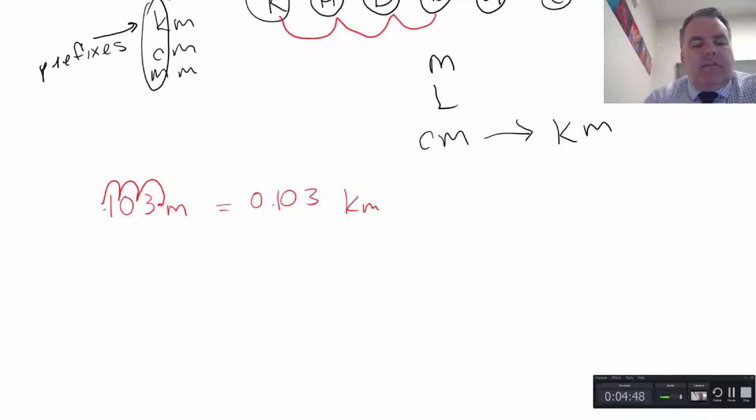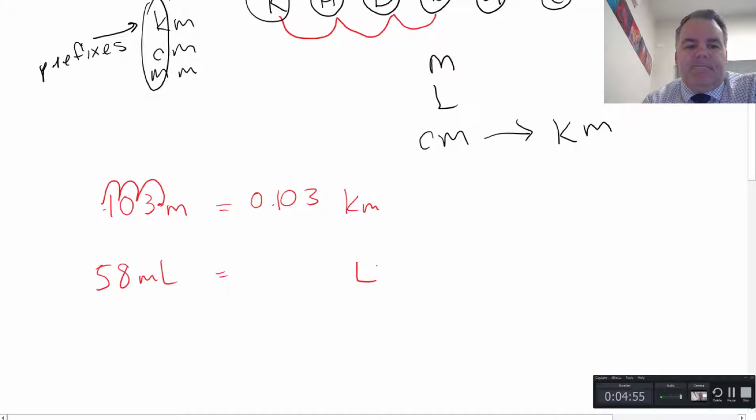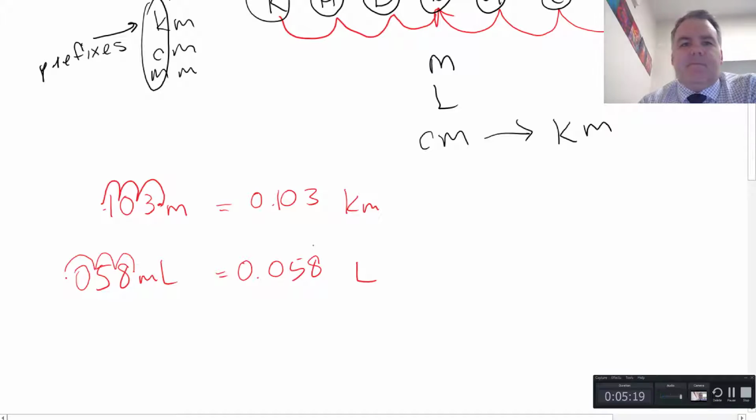So let's do another one. So I've got 58 milliliters of fluid and I want to write that in liters. Okay, so milliliters is here. To get to the base unit, I've got to go back 1, 2, 3. So again at the back 3. So from here back 1, 2, 3, and you notice I'm going to have to write a 0 in there so that makes sense. So 0.058 liters.